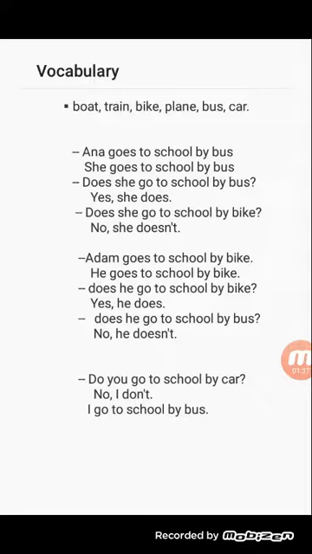He, just masculine. Does he go to school by bus? No, because we have Adam goes to school by bike. This is the correct answer. So, number four, does he go to school by bus? No, he doesn't.